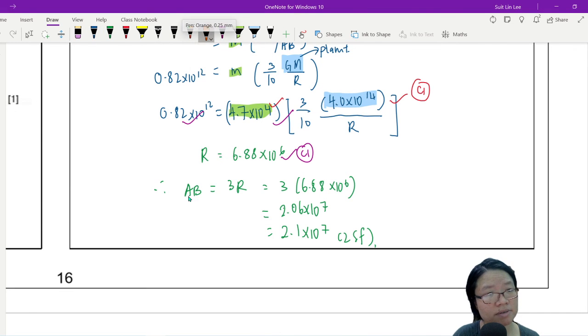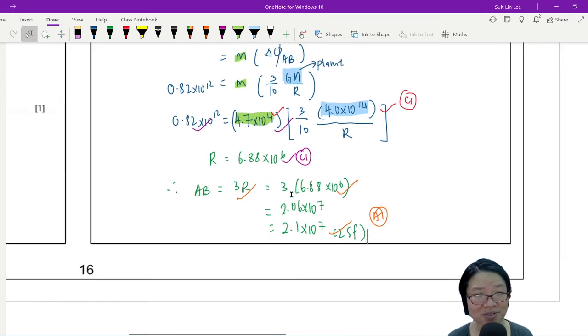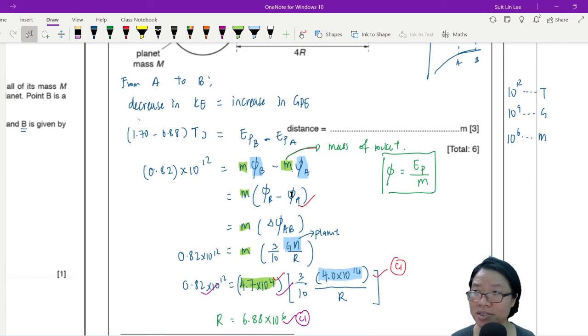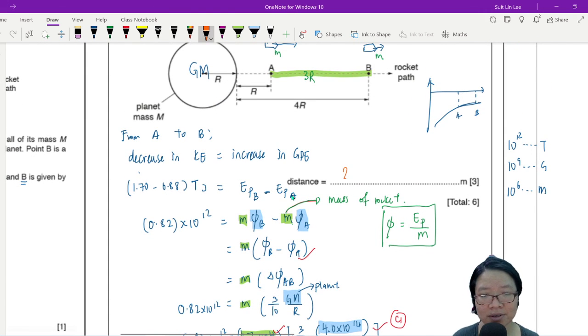Hopefully that makes sense. So AB is 3R. You multiply by this, you get the answer. That will be A1, 2.1 times 10 to the power of 7. So this question is not as easy as you think. Pretty hard one. But if you can do it, good job.